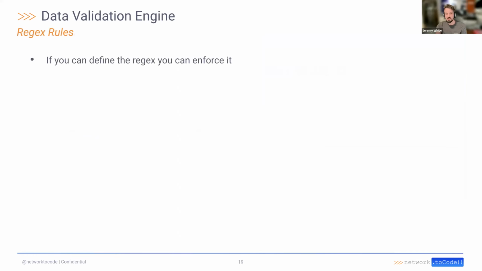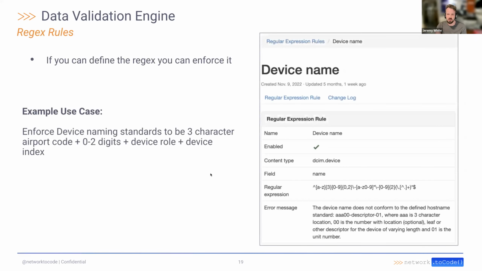We also, as I mentioned, have regex rules. So this gives us the ability that if we can define the regex, we can absolutely enforce that regex pattern on a given attribute. So as we go back to our previous example, we want to use our IATA airport code with the 2 digits, device role, and then device index. And so we could very quickly see that we're able to easily write a set of regex that we can then apply and enforce that standard on a device name field. And so we can very quickly see that this is something that we can start getting closer to enforcing those standards and starting to enforce a set of naming standards when it comes to our devices.